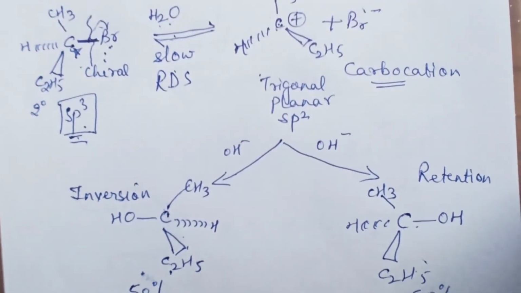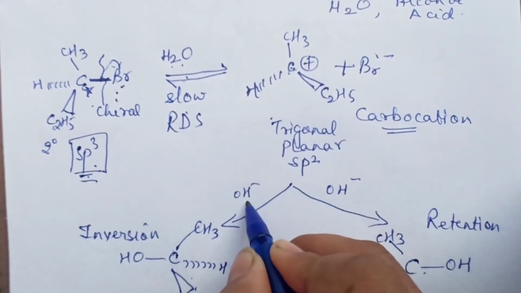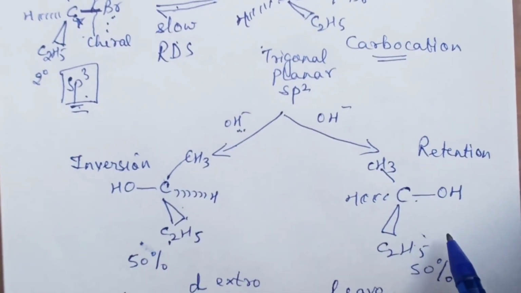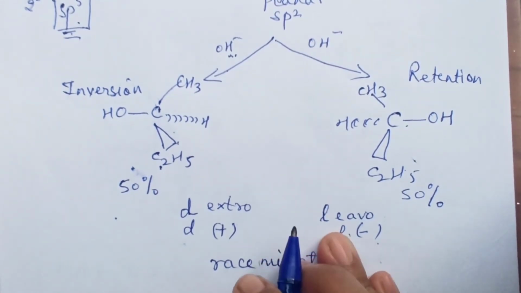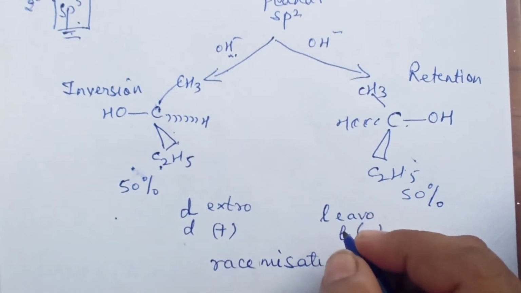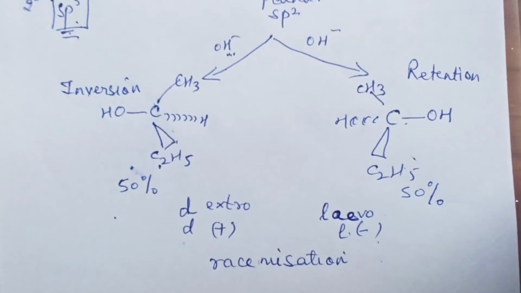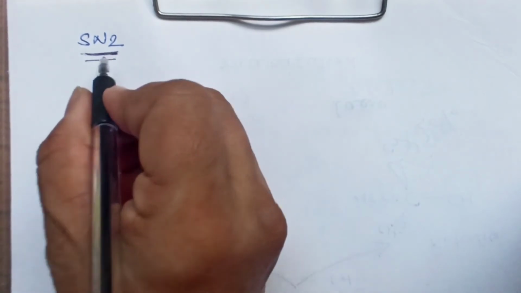The carbocation which is formed in the first step can be attacked by a nucleophile, which in our case is OH minus. It can attack from the front side and you get a retention product. It may come from the back side and you get an inversion product, and you get both the products in equal amount, 50-50%. So you get a racemic mixture in this, that is the SN1 mechanism. Clear? Please note it down. This is the dextro and this is the levo isomer. Racemization occurs in this. Now we'll be talking about the SN2 mechanism.